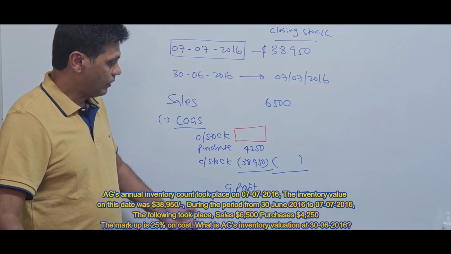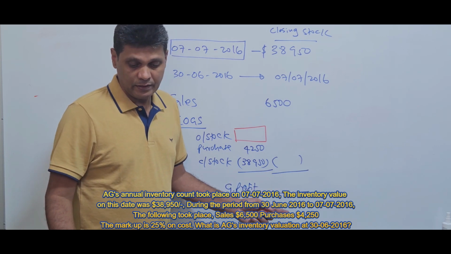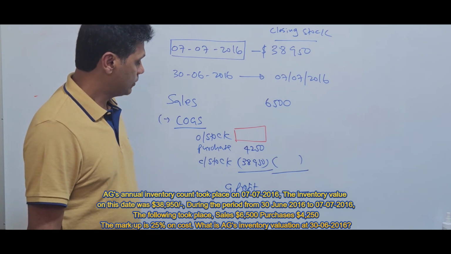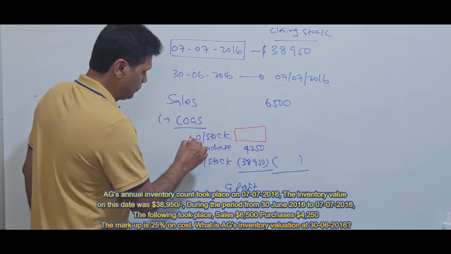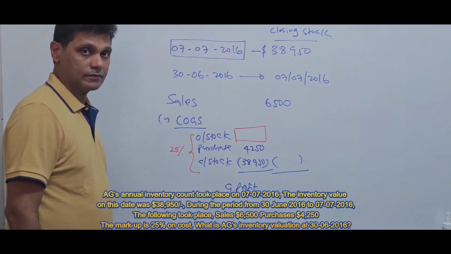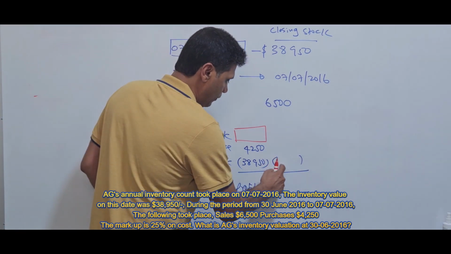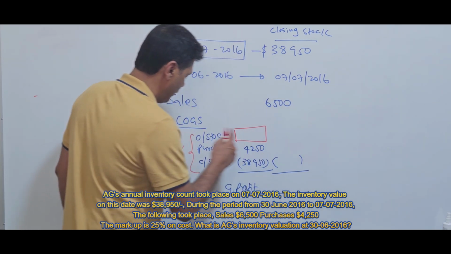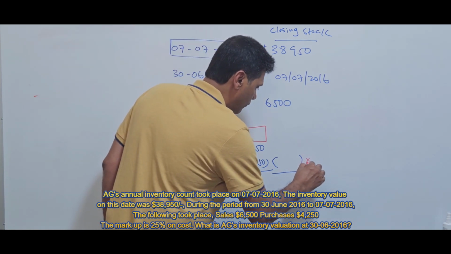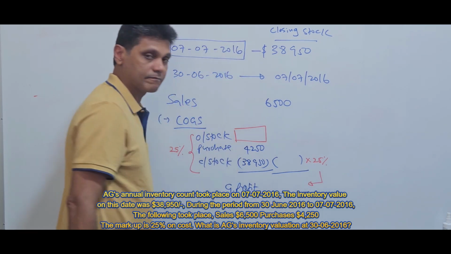Now in this case, you are not given these two numbers. These are unknown, but you are given a clue, which is the markup. The markup is 25% on cost. The cost means the cost of goods sold. The markup is calculated on cost, so 25% on your total cost. If you take 25% on this, that will be the gross profit.